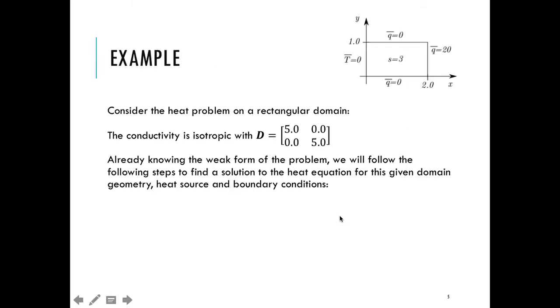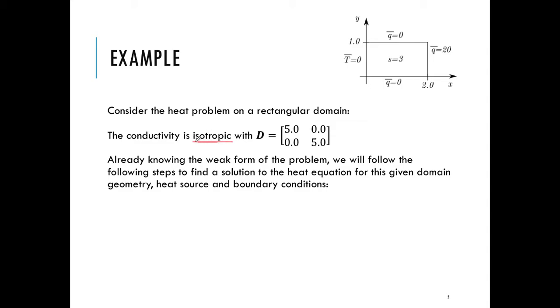Great. So let's start an example to consolidate everything that we've learned so far. For this case, we've got a rectangular plate basically. It's drawn like so. This is the domain, and we know that the material has a conductivity which is isotropic.